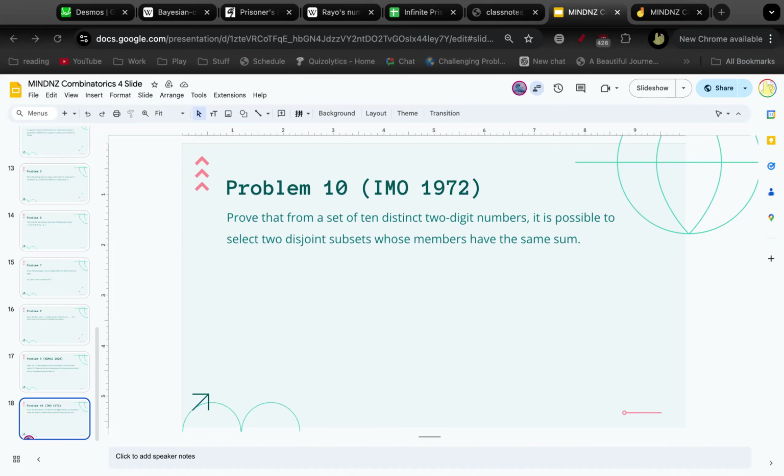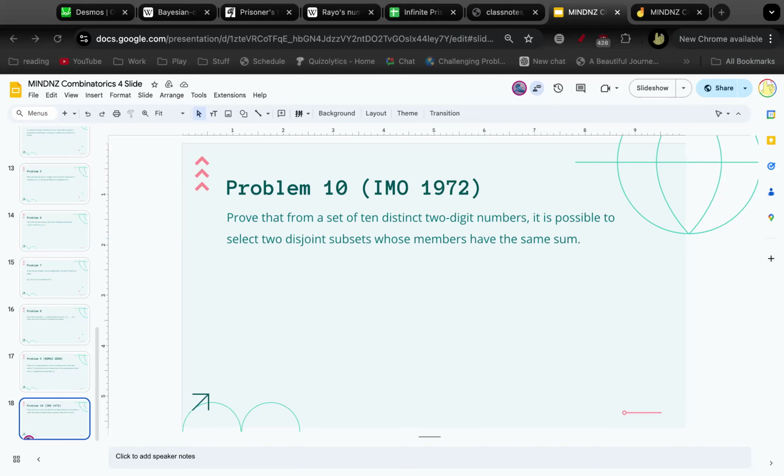By the pigeonhole principle, there must be two subsets that have the same sum. But we're not done, because the problem says we must have two disjoint subsets. Two subsets are disjoint if they share no elements in common. If you have the set {1, 2} and the set {1, 3}, those are not disjoint because they have the element 1 in common. So we need to remedy this issue. It's not too hard.